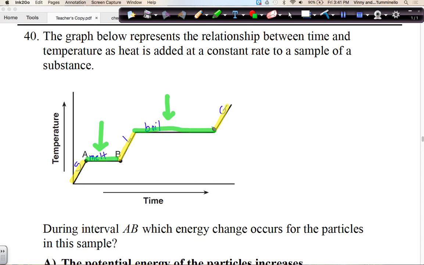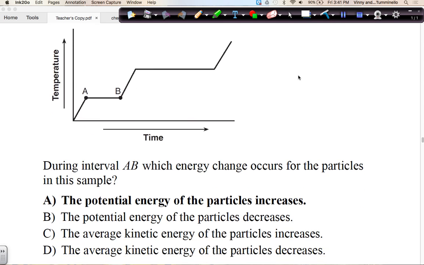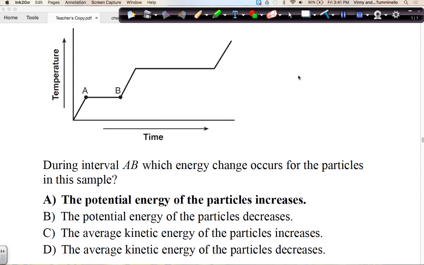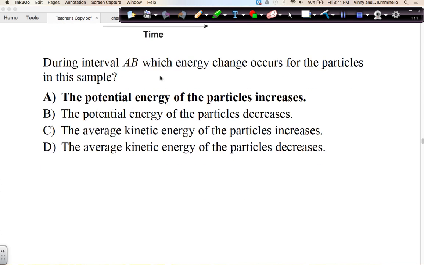Here, liquid and gas are both present when we're at the boiling line. You should also note that the length of the line when we're talking about vaporization or boiling is longer than the length of the line for melting, because it requires more energy to boil a substance than it does to melt it. We're overcoming the complete intermolecular forces of attraction when we are boiling. So AB, going to the question now, AB we said was the time when we had melting happening, and so the potential energy of the particles increases.